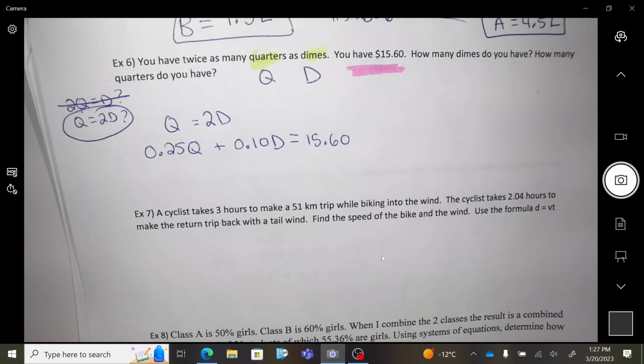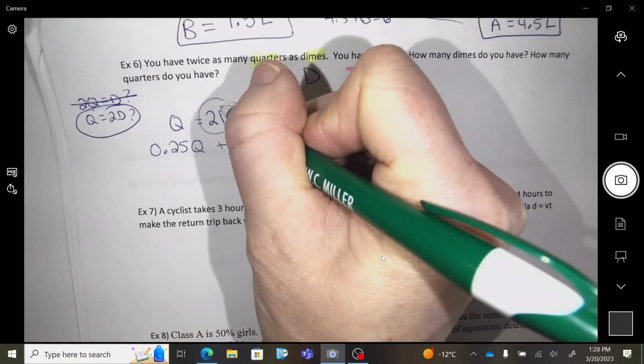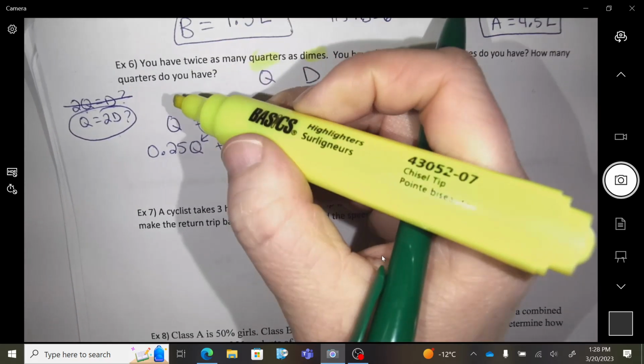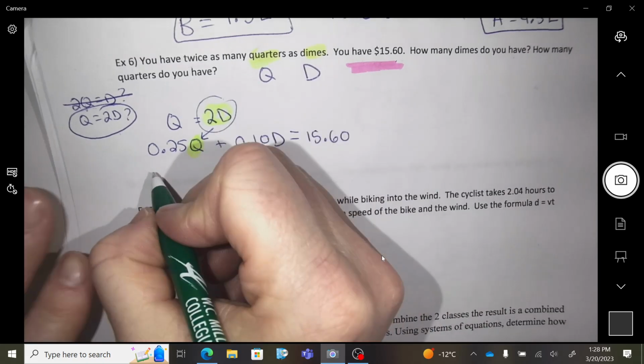Okay, do you want to graph this? No. Graphing is usually not the best method. Substitute or eliminate? Substitute would be the strategy to go with here. Do you see that? So Q equals 2D. So now I can make a substitution, right? Do you see it? If I can replace that Q with a 2D.